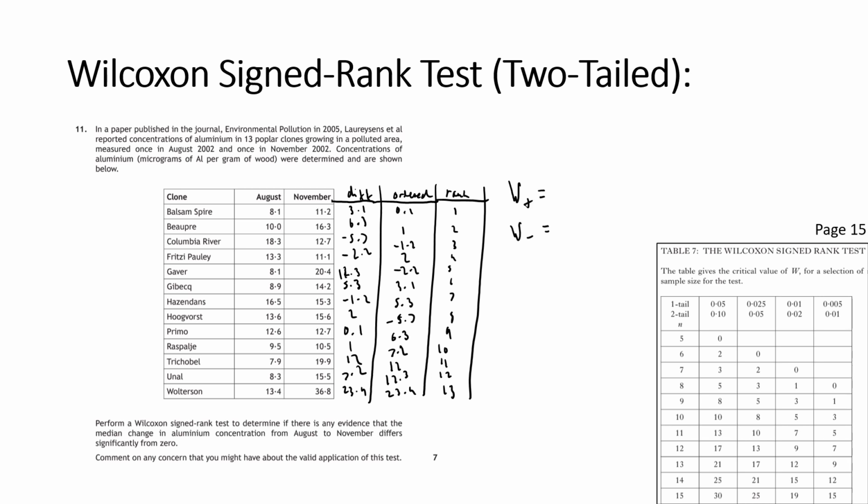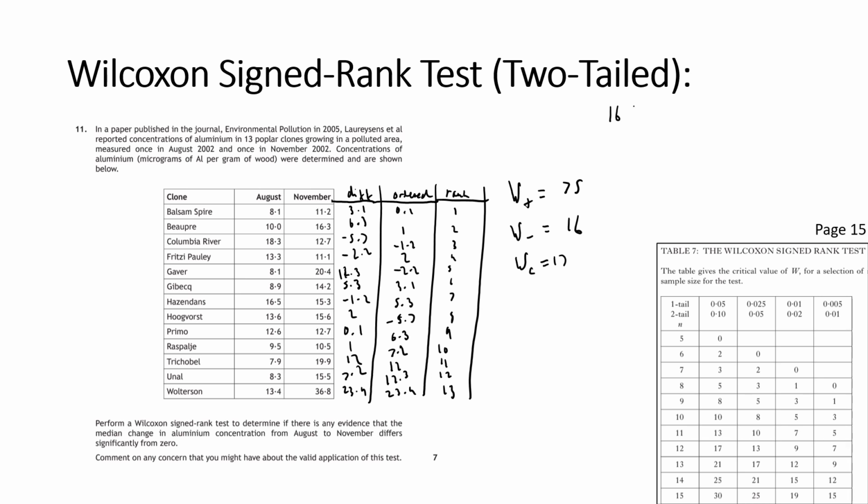W positive is 75, W negative is 16. Now, we were not given a significance, so we just go for the 5% significance. This is two-tailed, and the sample size, it says here, is 13. We go to 13, we go two-tailed, and it's 17. The critical value is 17. I'll write my conclusion here.